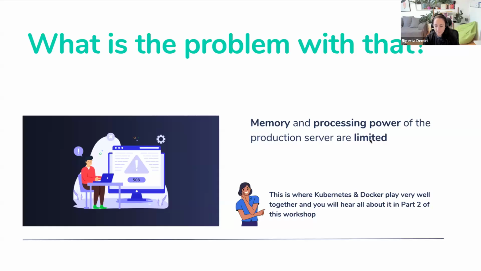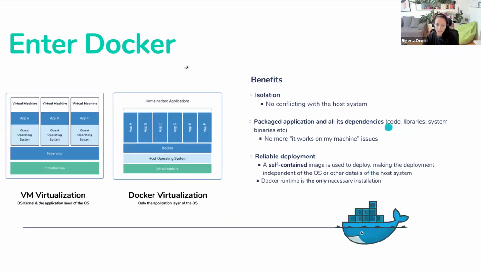This is a part where Kubernetes and Docker play very well together, because with Kubernetes, as we will see later on, you can actually configure resources. So how much memory and how much processing power each application is allowed to use. So minimum and maximum, etc. So it makes managing of the server memory and CPUs much, much easier. Okay.